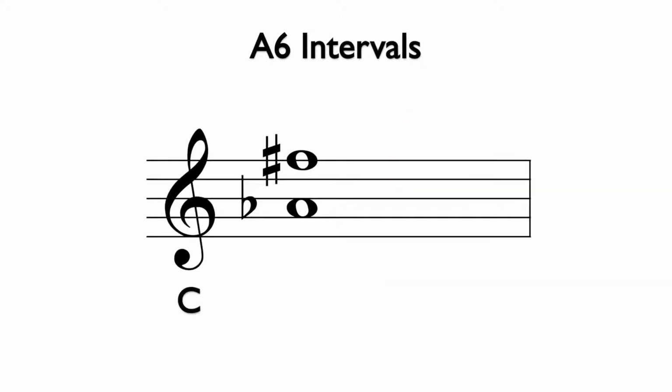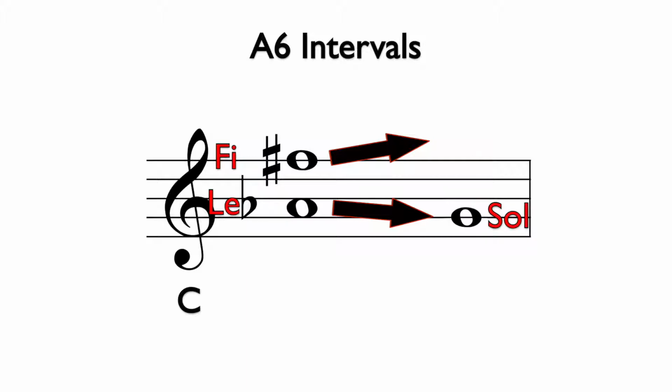In the key of C, le is A flat, and fi is F sharp. This augmented sixth interval will resolve outward, with A flat moving to G, sol, and F sharp also moving to G, sol. Since all augmented sixth chord types, Italian, French, and German, are based on this interval, they all contain this resolution of an augmented sixth interval outward to an octave.